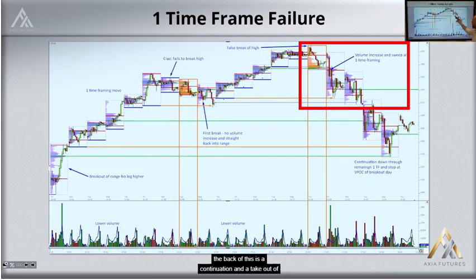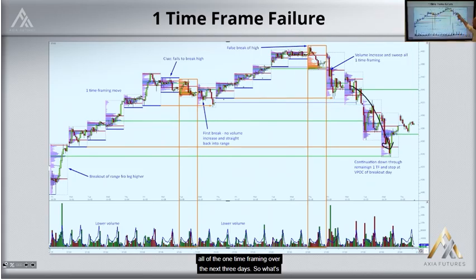And what you then get on the back of this is a continuation and a takeout of all of the one time framing over the next 3 days. So what's taken the best part of 3 weeks to do is unwound in 4 days, because of the fact that you've got the positions constantly trapped all the way up. They tire as they start to exit, and the move then will roll over on them.